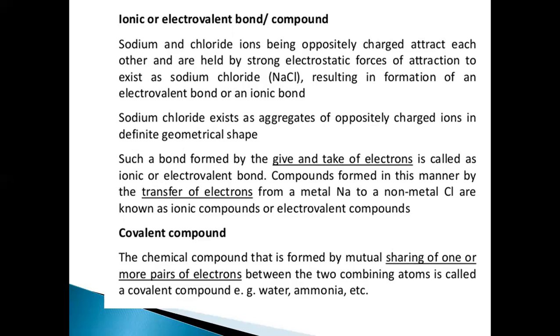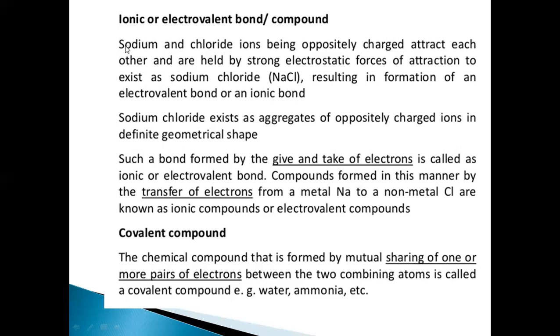So here they have taken an example of a sodium and chloride ion. Ion means what? What is sodium? Na, it's an element. And sodium ion means what? When one electron is already donated, so sodium ion means Na plus, and chloride ion means Cl minus. Sodium and chloride ions, being oppositely charged, attract and form NaCl, sodium chloride, resulting in the formation of an electrovalent bond or ionic bond.